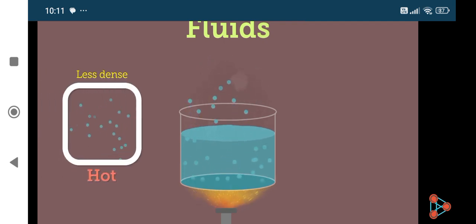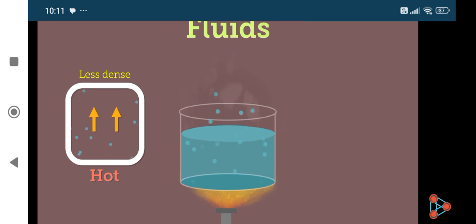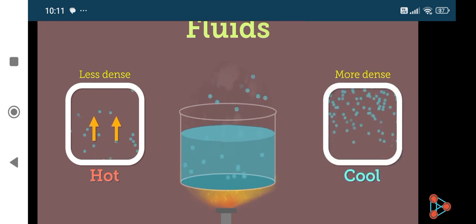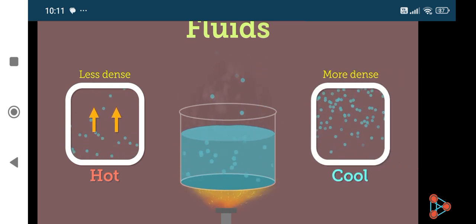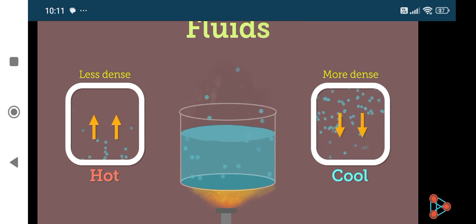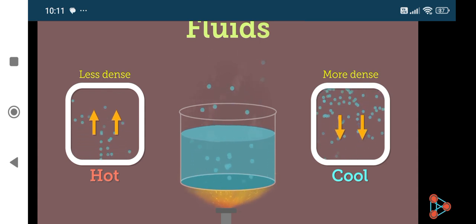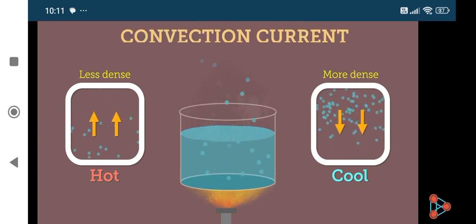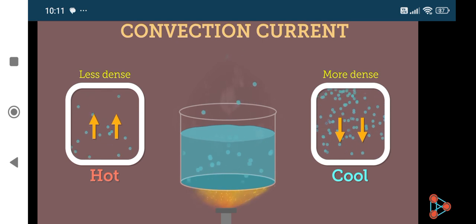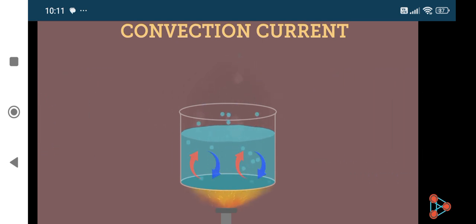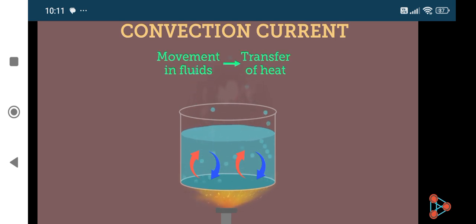The hot fluid becomes less dense and hence lighter and rises up. The cooler fluid is heavier and relatively denser and hence goes downwards. This up and down motion of the heated fluids is called convection current. It spreads the heat in a circular up and down pattern. So the actual movement of fluids is the main cause of heat transfer.